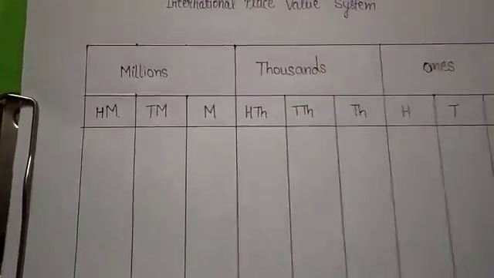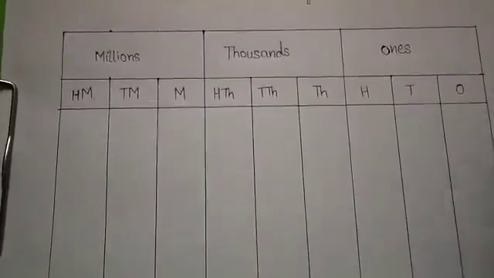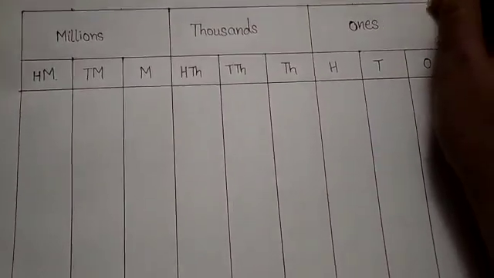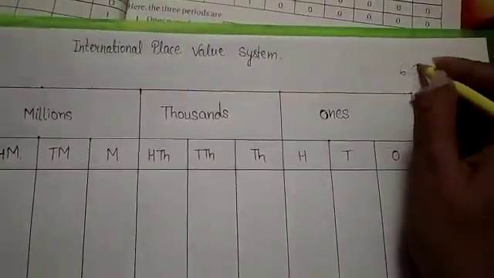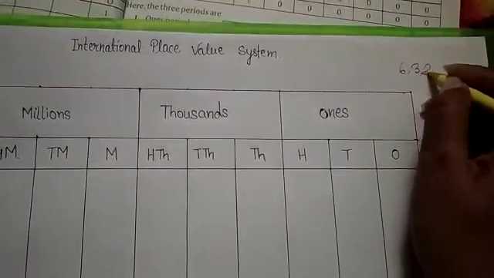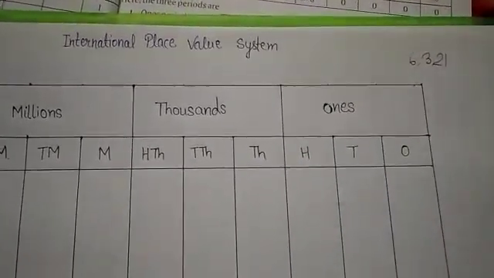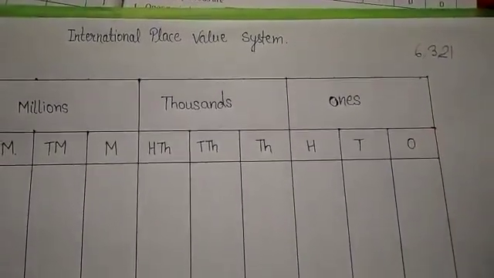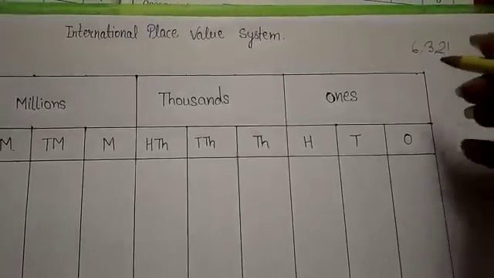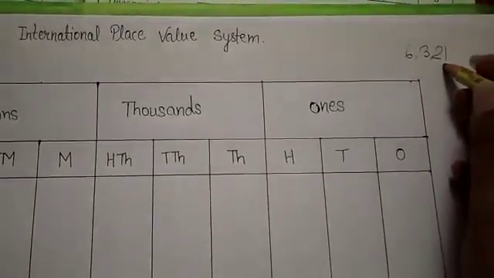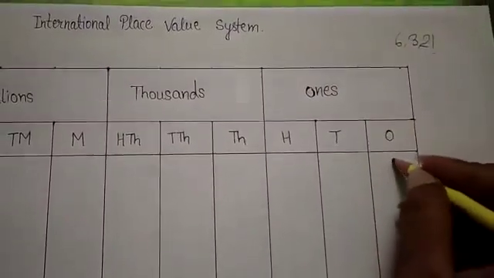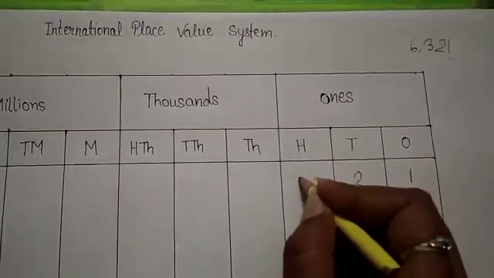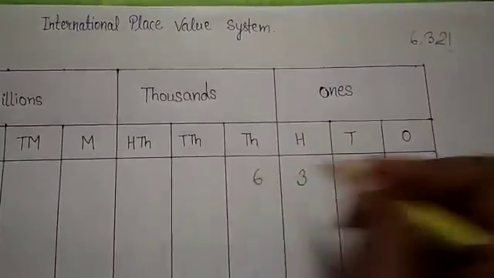So let us do some questions. Let us take an example. 6, 3, 2, 1. This is a number. We can write it in the International place value system. So how can we write it? You can see here, 1 is on the ones place, 2 is on the tens place, 3 is on the hundred place, and 6 is on the thousand place.